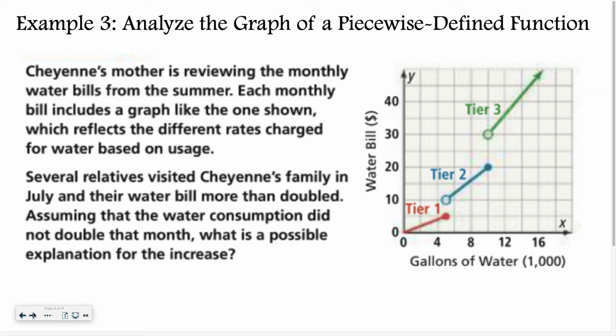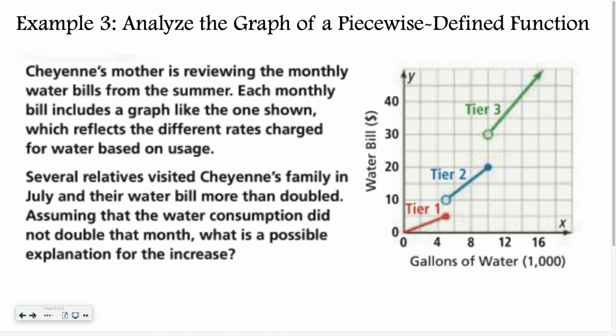Each monthly bill includes a graph like the one shown, which reflects the different rates charged for water based on usage. Several relatives visited Cheyenne's family in July, and their water bill more than doubled. Assuming that water consumption did not double that month, what is the possible explanation for the increase? If we look at this graph, we have three different sections.